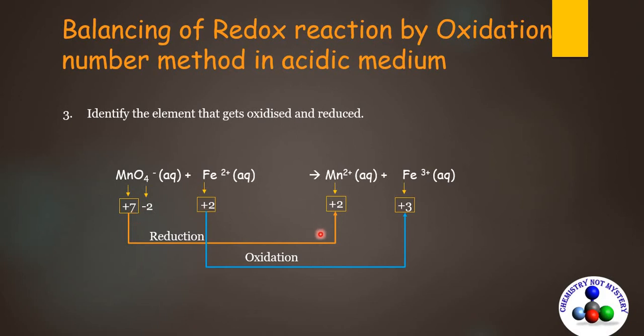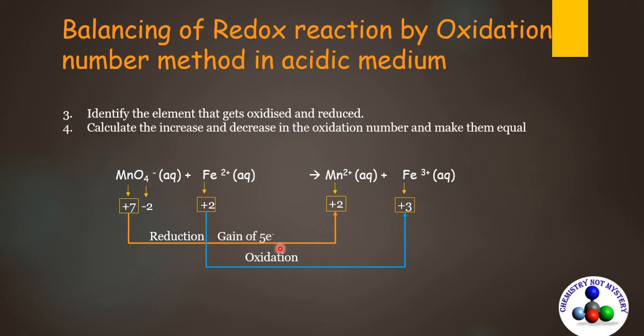Now calculate the increase and decrease in oxidation number and make them equal. Here oxidation number of Mn is decreased by 5 and oxidation number of Fe is increased by 1. That means 5 electrons are consumed in reduction of Mn and 1 electron is produced in the oxidation of Fe. To balance the number of electrons, we can multiply Fe by 5. So we put 5 in front of Fe on both the sides of the reaction. Now in the oxidation of 5 Fe ions, 5 electrons will be produced. That's how we balance the number of electrons.